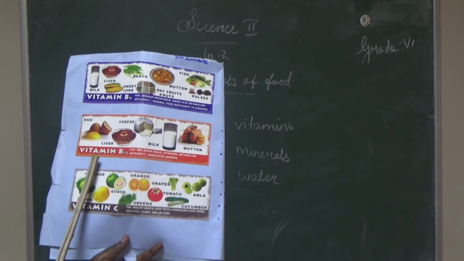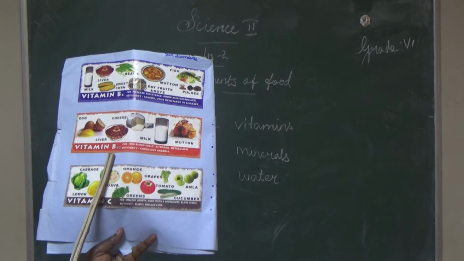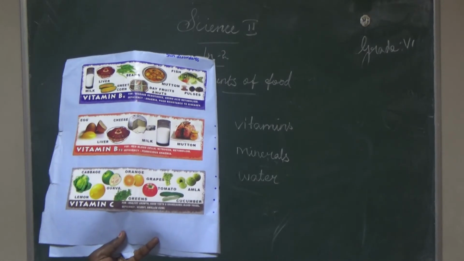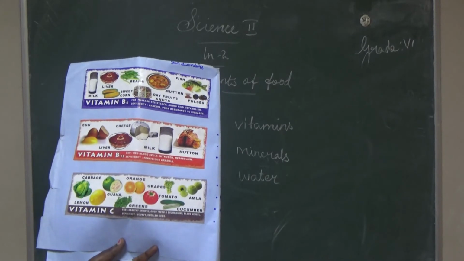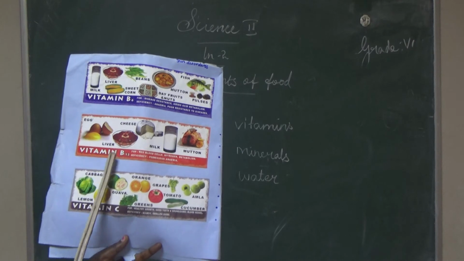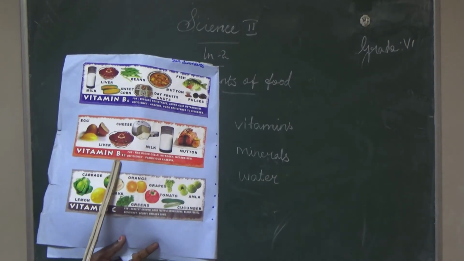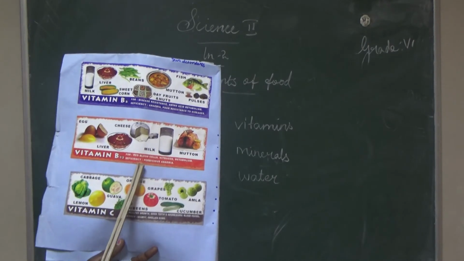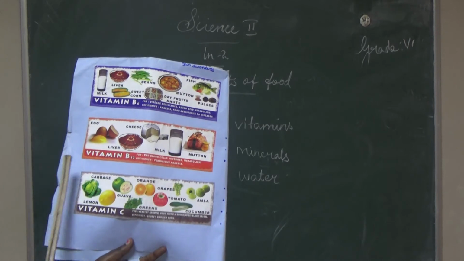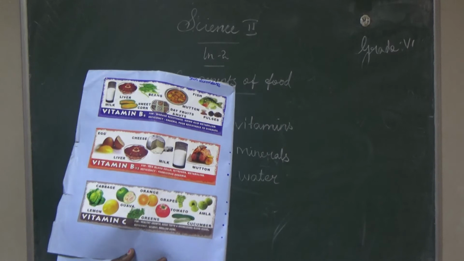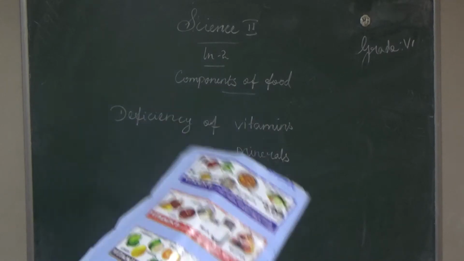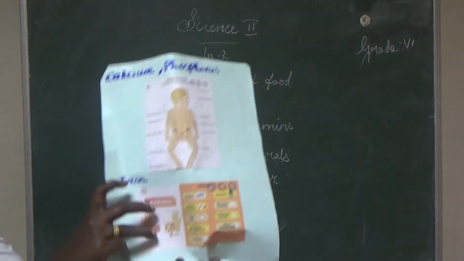What is the function of this vitamin B12? It is helpful for the formation of red blood cells and for our proper metabolism. Deficiency of vitamin B12 in our body leads to anemia.